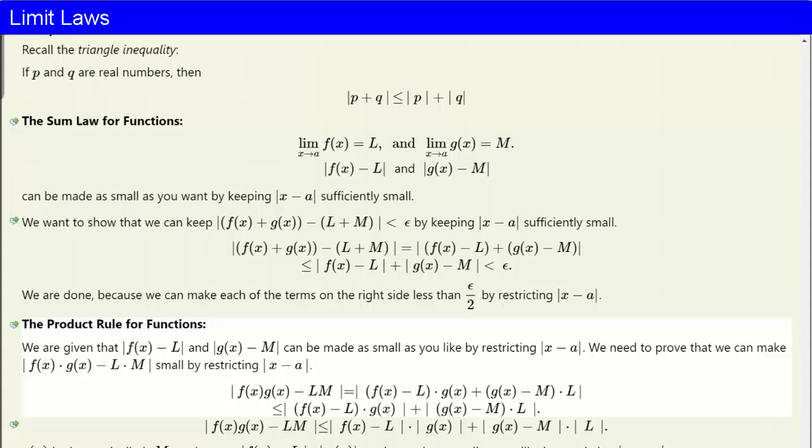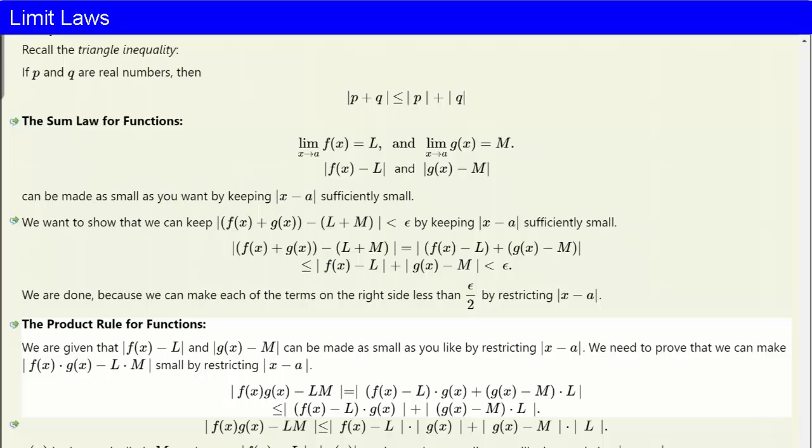Now use the obvious fact that for any numbers p and q, the absolute value of the product is equal to the product of the absolute values. And you can write the absolute value of f of x g of x minus L times m is less than or equal to the absolute value of f of x minus L times the absolute value of g of x plus the absolute value of g of x minus m times the absolute value of L. At this stage, we can use common sense to see the rest of the argument.